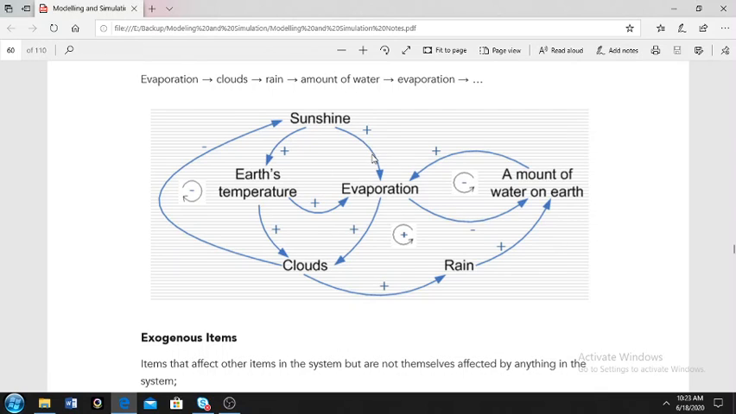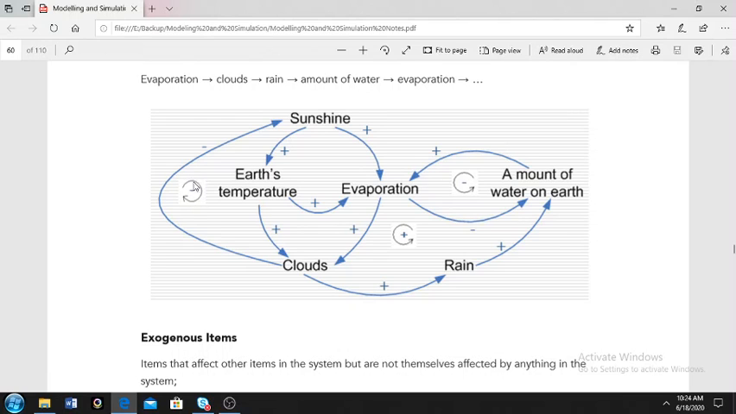We have this loop coming here, coming here, coming here. This is a loop. And now we have this other loop, coming here, coming here. It is balancing. And this other loop. So here we have three loops, among which some are balancing and some are reinforcing. Now you can start from any item, from here, from here, from here. Let's start from here. The more you get sunshine, the more you have evaporation. The more you have evaporation, the more you have clouds, and the more you have clouds, the less you have sunshine.